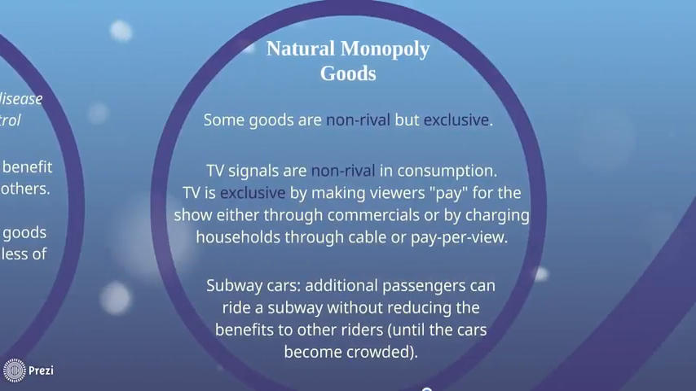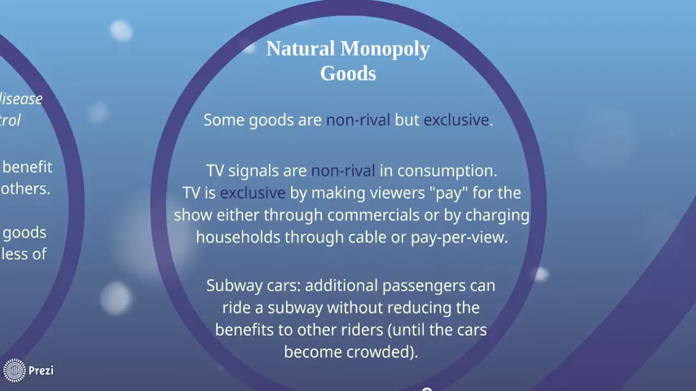Okay, natural monopoly goods. So our example of natural monopoly goods are TV signals or radio signals, the subway system. So some goods are non-rival but exclusive. So you don't have to fight for their use, but you do have to pay. All right, so TV signals are non-rival in consumption because there's enough for everybody to use. And then TV is exclusive by making viewers pay for the show either through commercials or by charging households through cable or pay-per-view.